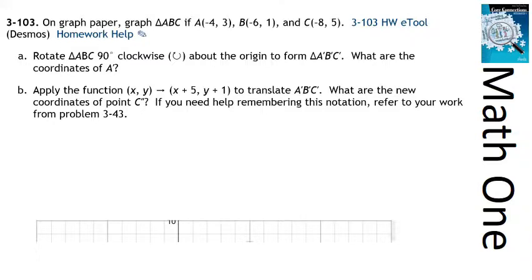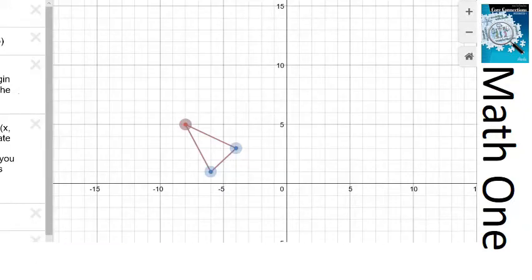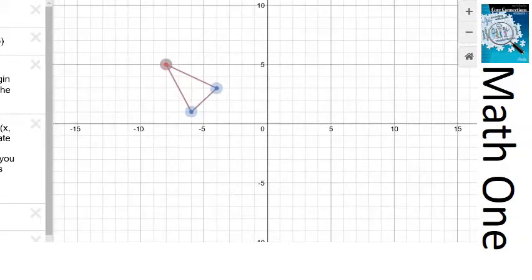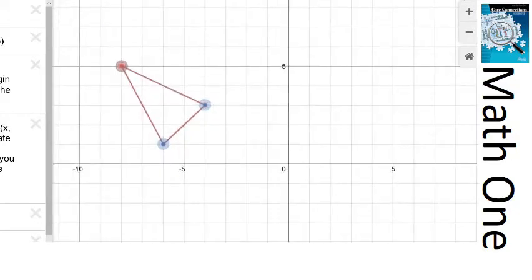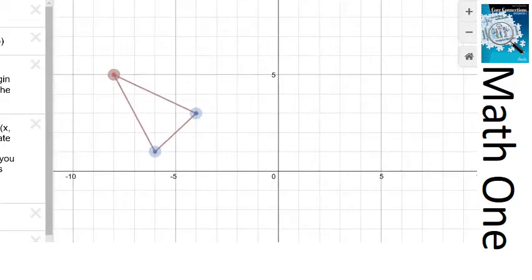If A is at -4, 3, B is at -6, 1, and C is at -5, 8. So I'm actually going to use the Desmos e-tool. I haven't done these before, certainly not on video. So this is what I get when I jump to that tool, and you can see the points are already plotted there, exactly where they're supposed to be.